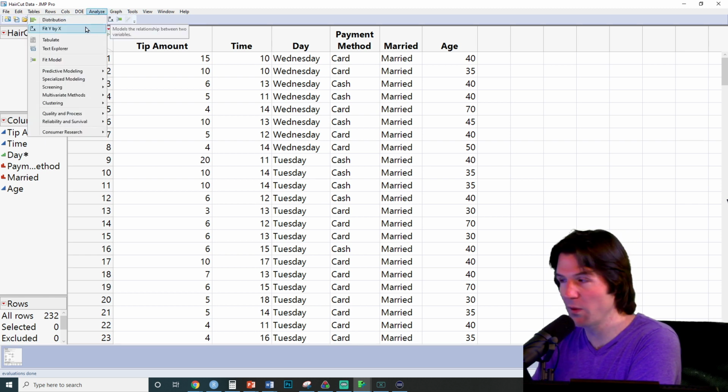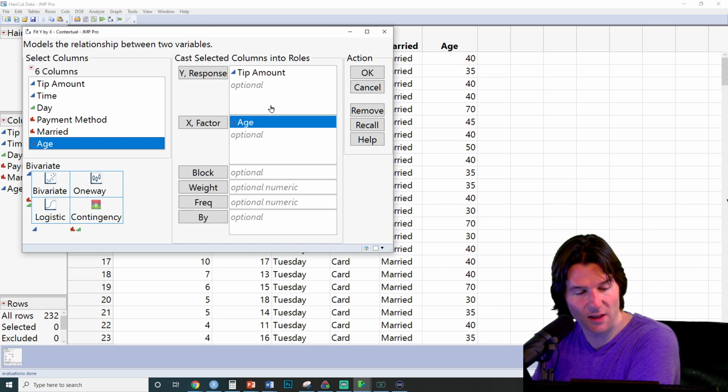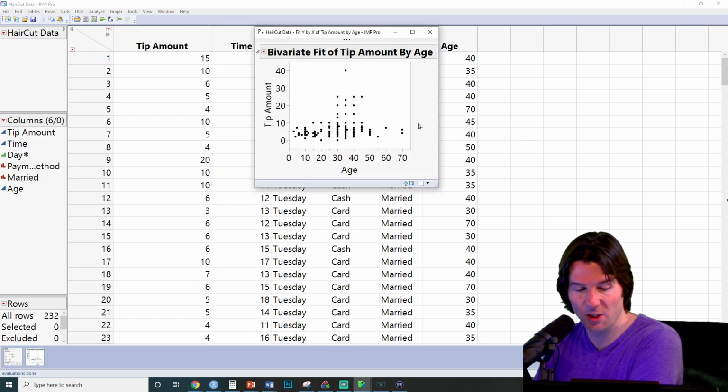So I'm going to go here to fit y by x. I'm going to go to tip amount and age. So let's do that because it kind of makes sense. Somebody's age might explain their tip amount, like how old someone is might explain how much they tip.